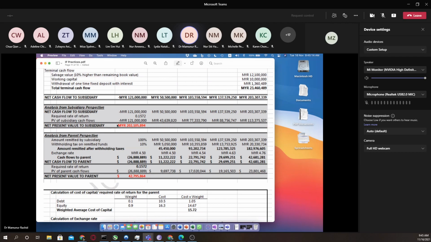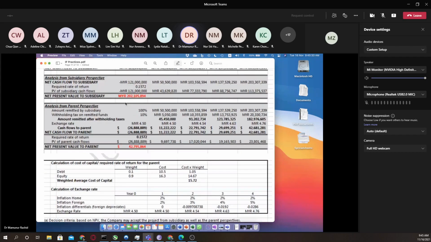And they have calculated the present value as cash flow divided by 1 plus k to the power t, which makes the net present value 202,105,894. This is a positive figure. Even though it's red color, it is still a positive figure.